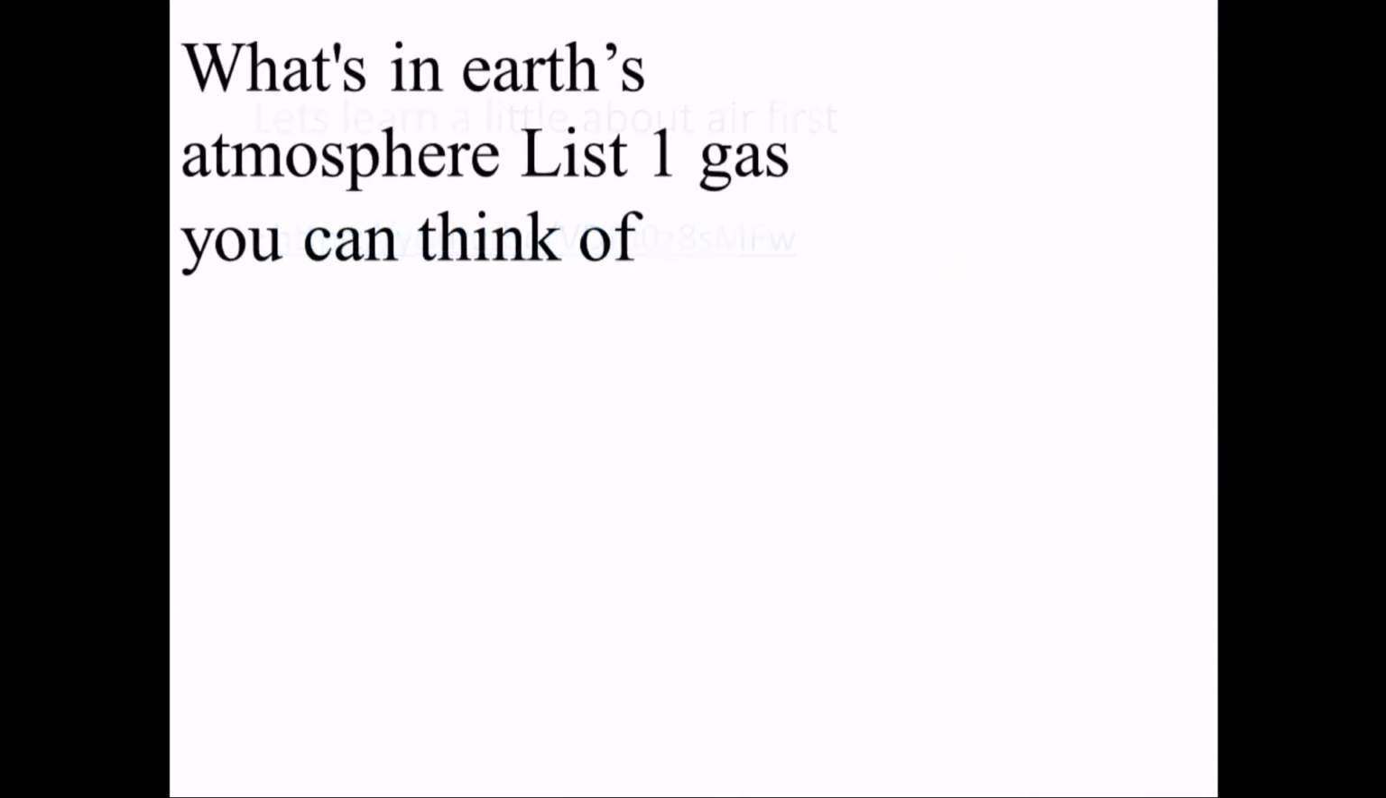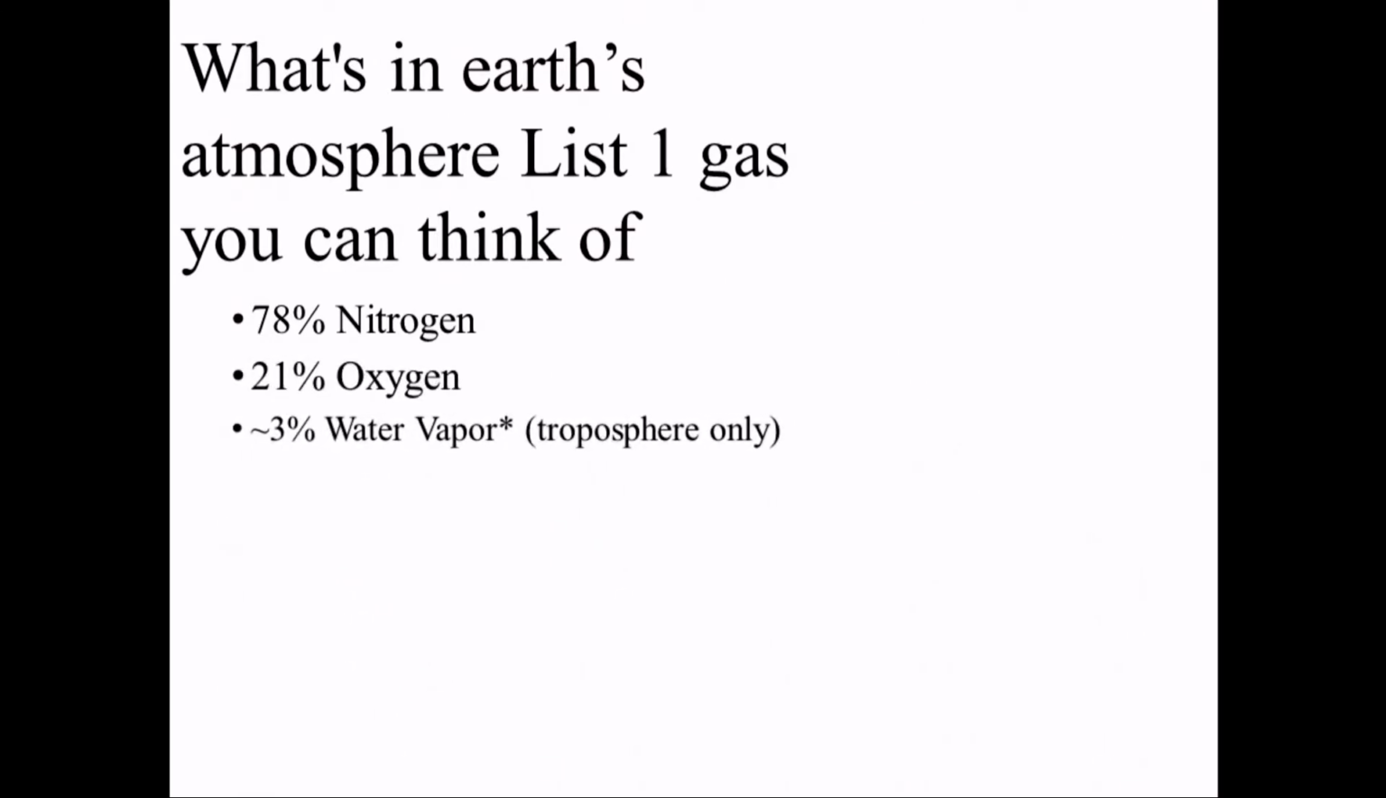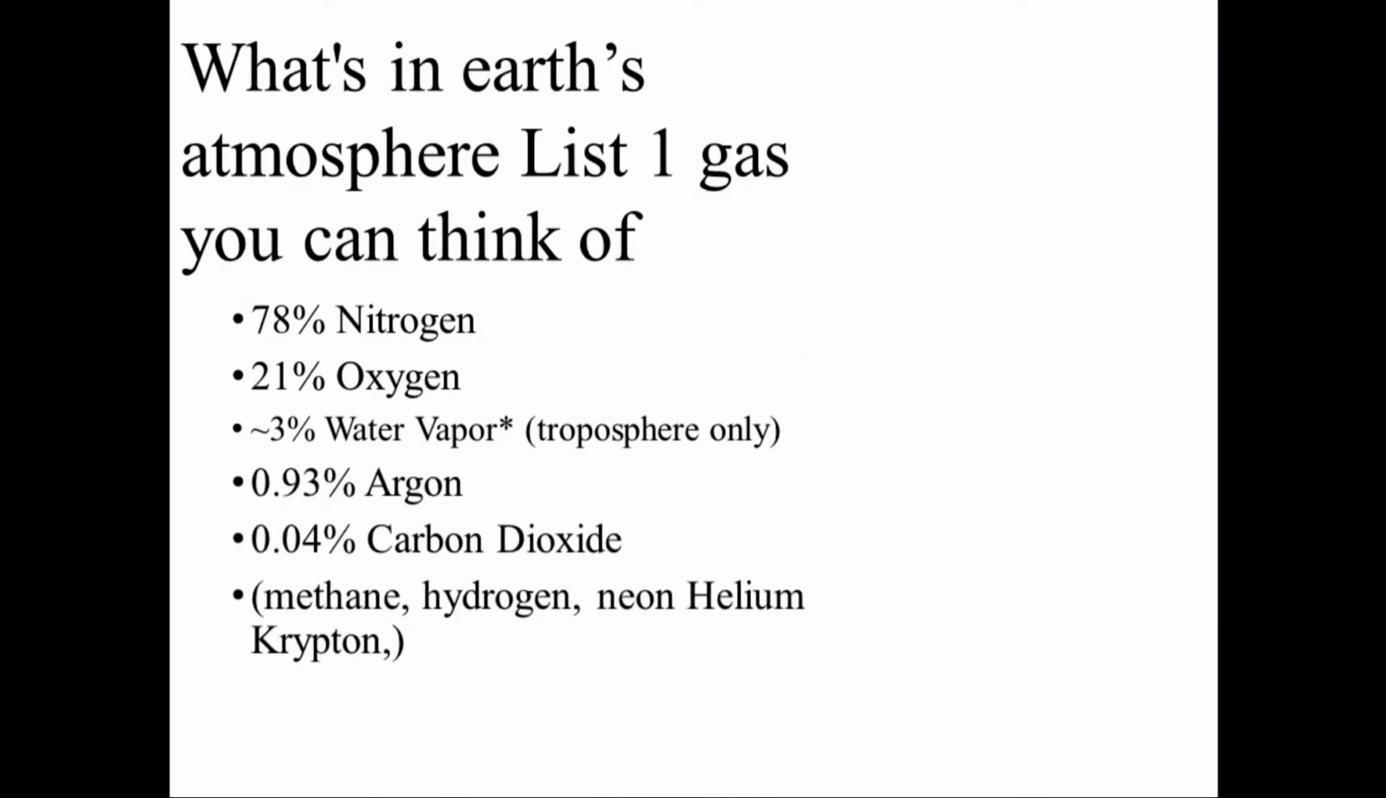Now, what's in Earth's atmosphere? Well, it's a mixture of gases, so obviously there are a lot of gases. The first and most important is probably nitrogen. It's been there forever. There's also oxygen, some water vapor in the troposphere, argon, carbon dioxide, and other trace elements.